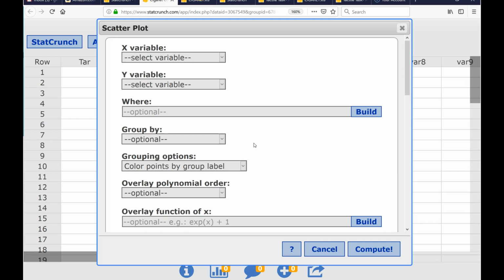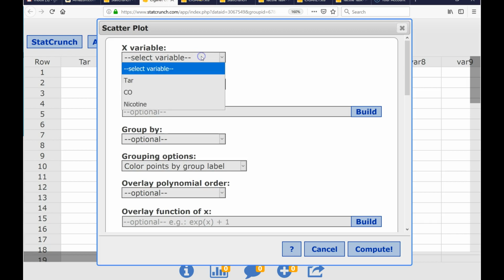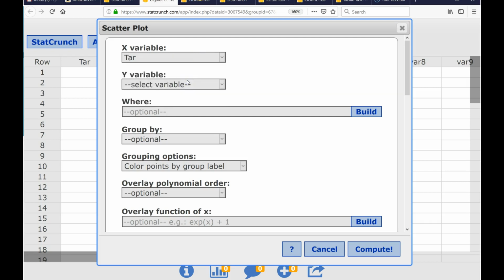The scatter plot has an x-axis and a y-axis. The x-axis is our variable, which was tar, and our y variable was our carbon monoxide. We wanted to know whether or not those two are statistically related. So the question that we're essentially asking is, as tar increases, what happens to carbon monoxide? That's essentially the question that we want to answer.